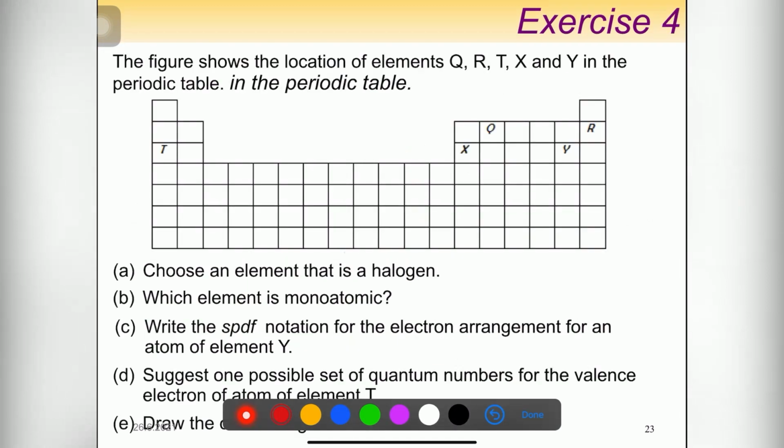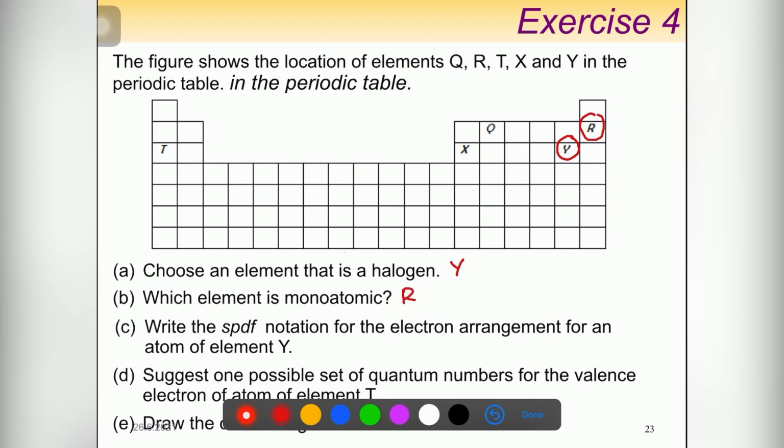Right. The figure shows the locations of the elements Q, R, T, S, and Y in the periodic table. Choose an element that is a halogen. We know that halogens refer to the elements in group 17 of the periodic table. Of course, Y is the halogen. And which element is monoatomic? Monoatomic refers to existing as a single atom, so of course it is group 18. It exists as a monoatomic, R.